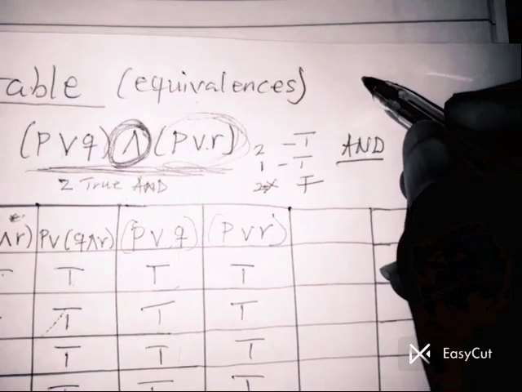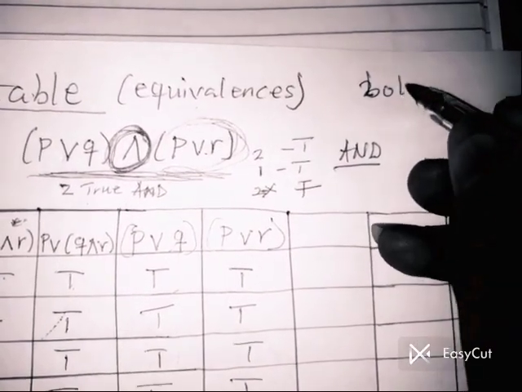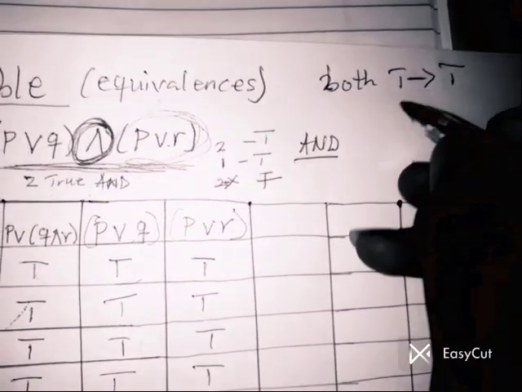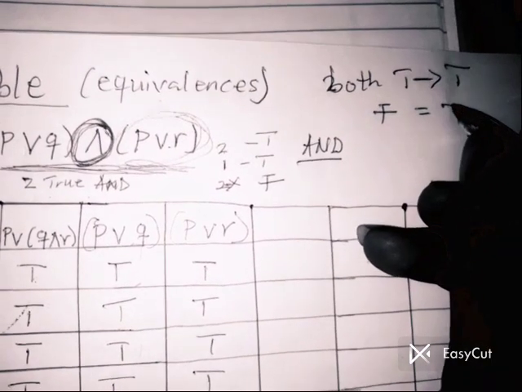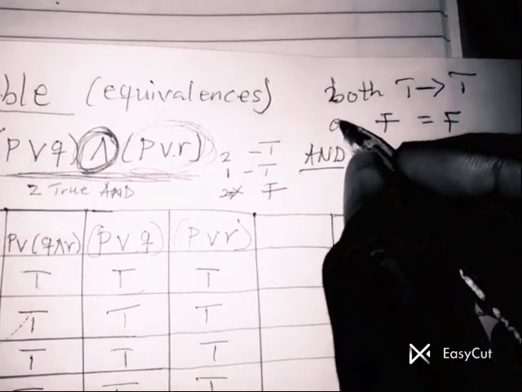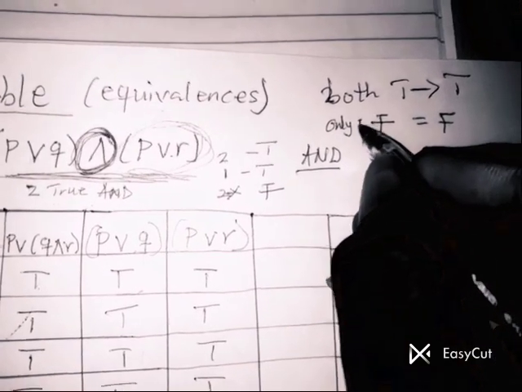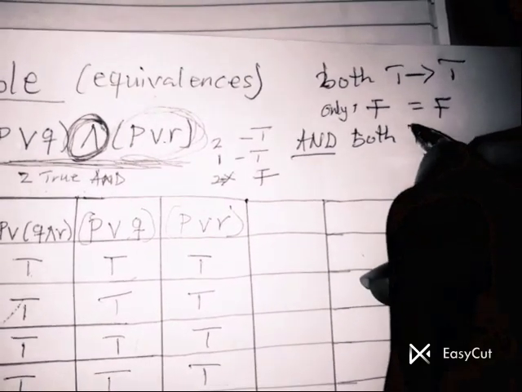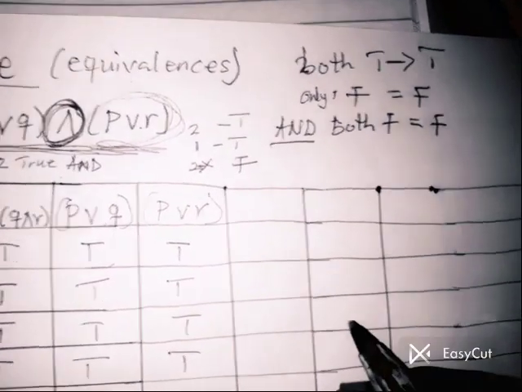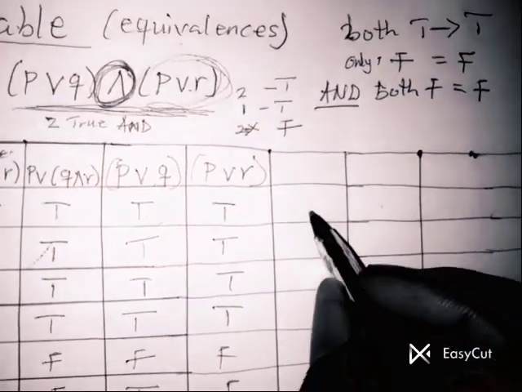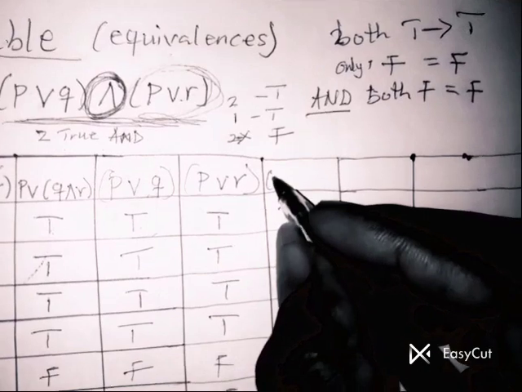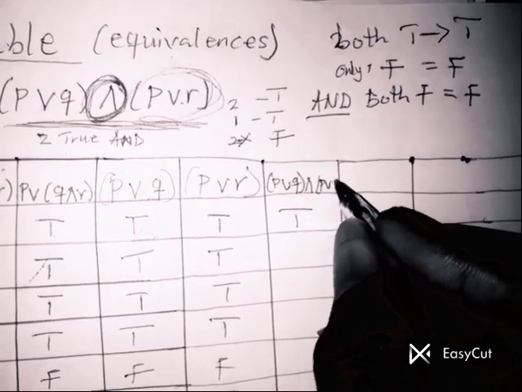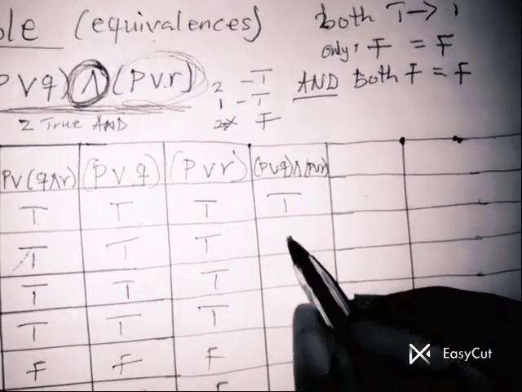As for AND, both of them must be true for it to be true. Both must be true for it to be true. Now, if one is false, the result will be false. If only one is even false, the result will be false. And if both are false, then the result will be false. So true, true, this one will be true. Let us write it here. So we have P or Q and P or R. So true, true will be true.